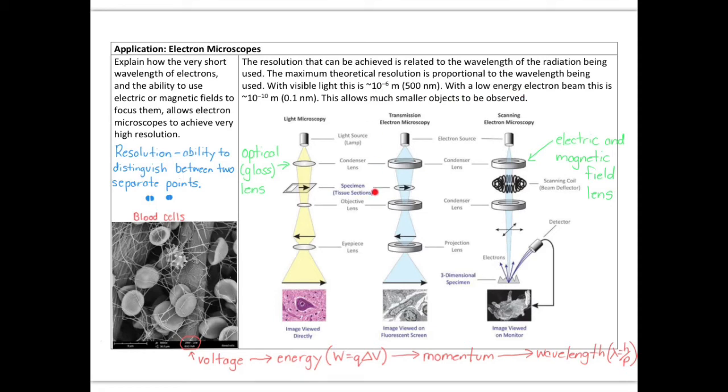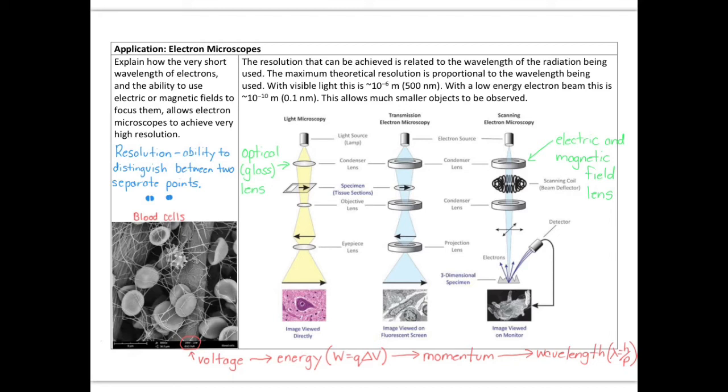I've got two examples here. We don't need to know about the difference between a transmission and a scanning electron microscope, but that was just the best picture I could find. So what's the difference between an electron microscope and a light microscope? You're probably familiar with a light microscope that you use in the lab, and you put your sample on and you look through a magnifying lens, and it basically magnifies that image that you're looking at.